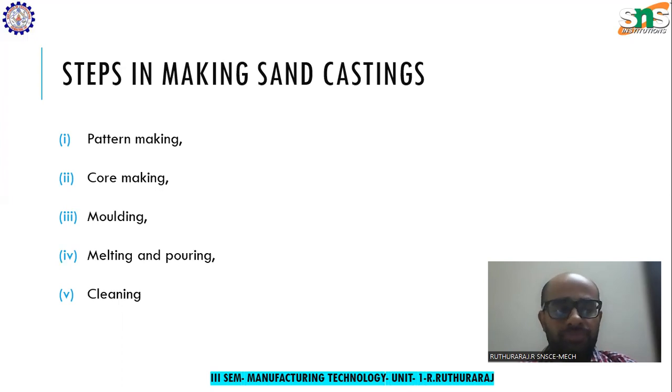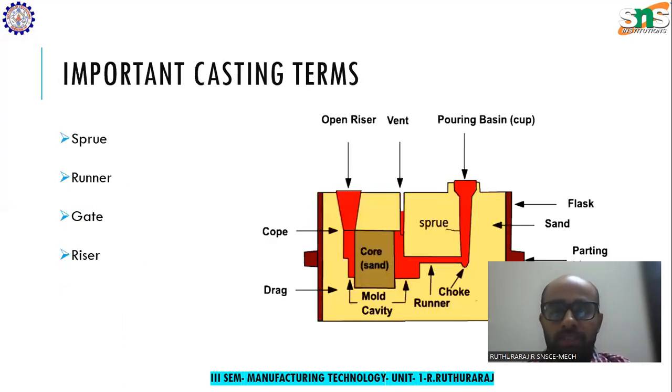So that is core. Once the pattern and core are made, the next process is molding. Molding is placing the pattern inside the sand and pressing the sand so that the shape is obtained in the sand. Once the pattern is removed, the mold cavity will remain. Next, we pour the molten metal into the mold cavity, as you can see in this image. Once the molten metal solidifies, we can remove the casting.